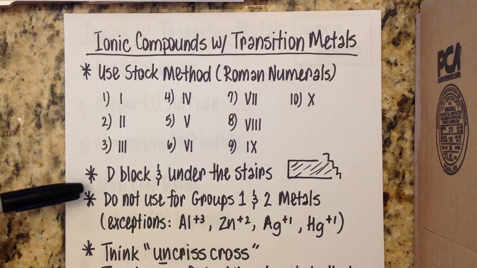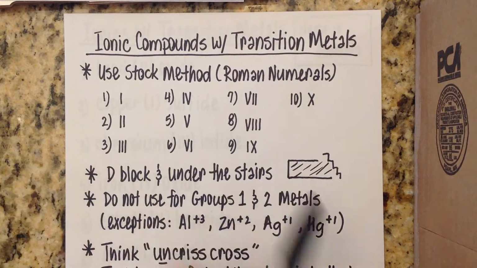Now, these are located in the D block, that middle part of the periodic table, and under the stairs, that part I just highlighted for you. We do not use this method for any elements in group 1 or 2. We've already learned how to deal with those. And also, we don't use it for the exceptions, the aluminum, zinc, silver, and mercury, 3, 2, 1, 1.